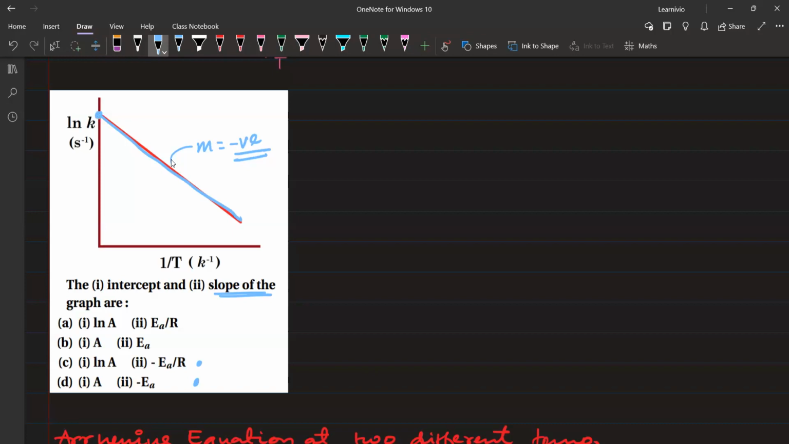Now here it is ln k, right? Now, if this particular y-axis has values in terms of ln, then whatever value is here will also be something in ln, some constant.